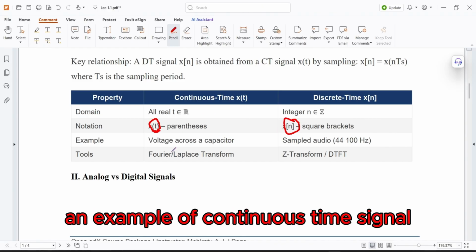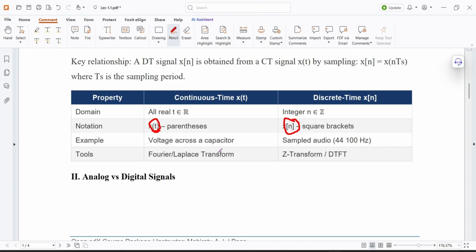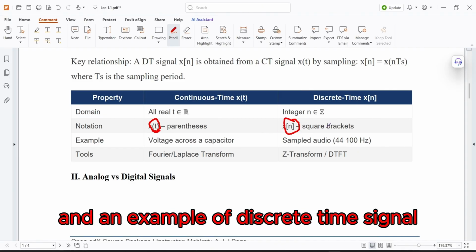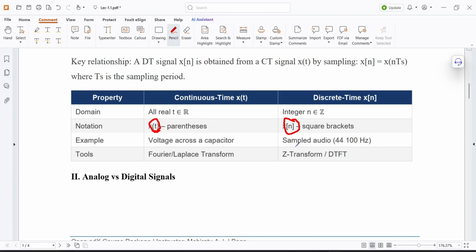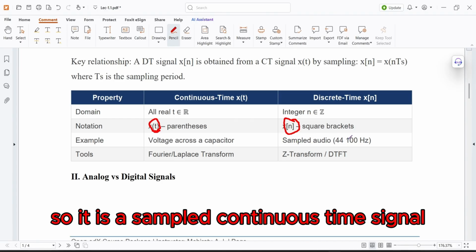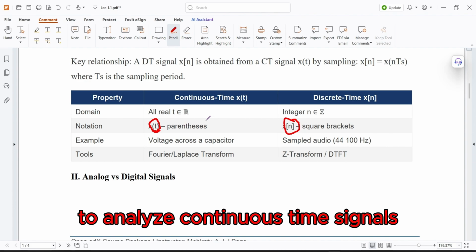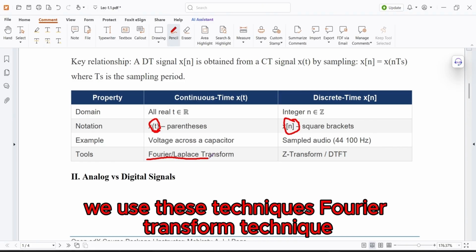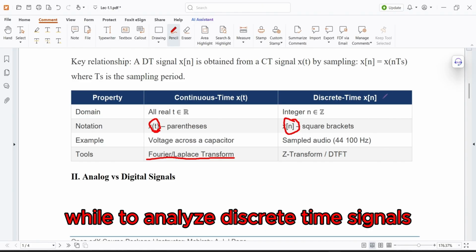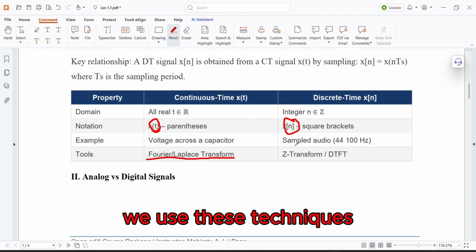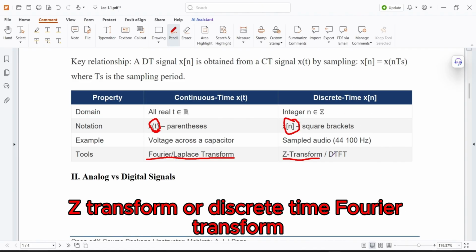An example of a continuous time signal is the voltage across a capacitor. And an example of a discrete time signal is sampled audio with a frequency of 44,100 Hz. So it is a sampled continuous time signal. To analyze continuous time signals, we use the Fourier transform or Laplace transform techniques. While to analyze discrete time signals, we use the Z transform or discrete time Fourier transform.